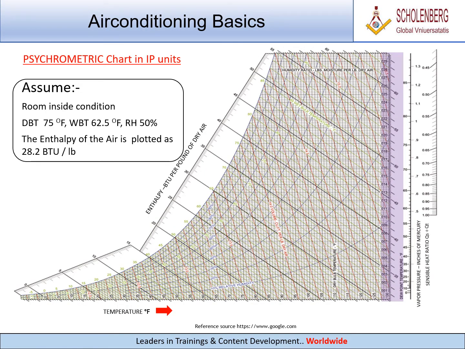This is a psychrometric chart in IP units. Assume room inside condition: DBT 75 degree Fahrenheit, WBT 62.5 degree Fahrenheit, RH 50%. The enthalpy of the air is plotted as 28.2 BTU per pound.